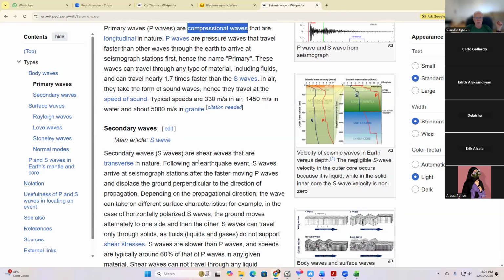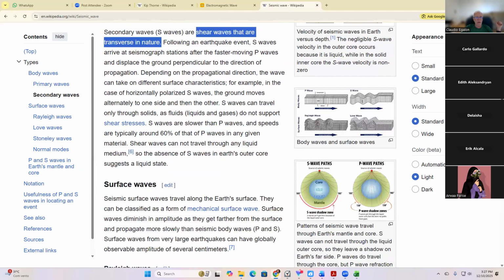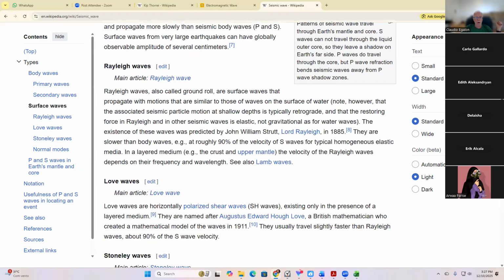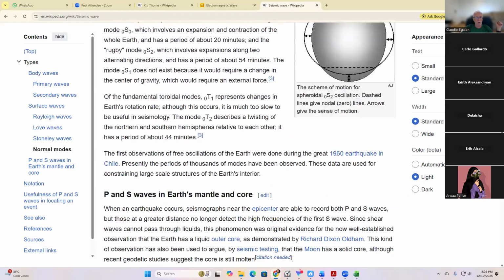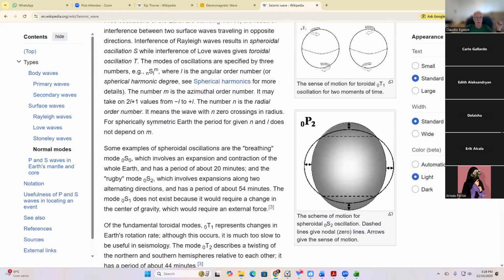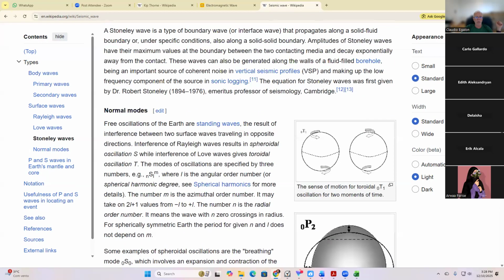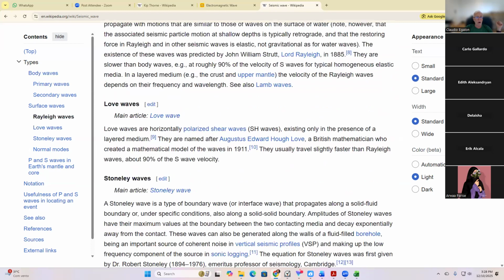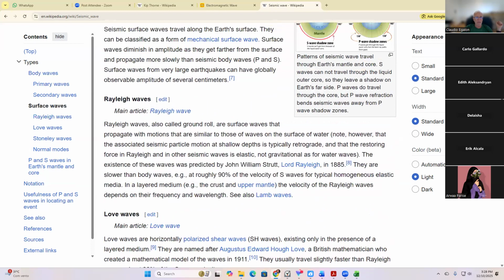Let's take a look at the secondary wave, shear waves. Shear waves are a transverse type of wave. Which other? Surface waves. We have surface waves as well. And how many surface waves? One, two, three, four. Wow, we have four surface waves. Normal modes, okay. No, three surface waves: Stoneley waves, Love waves, and Rayleigh waves.